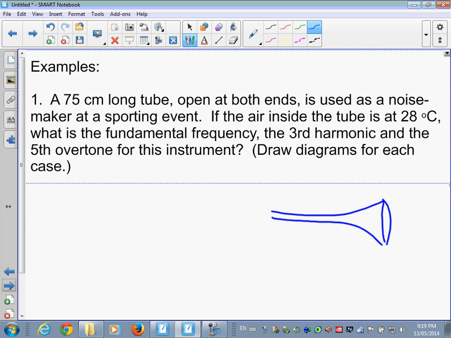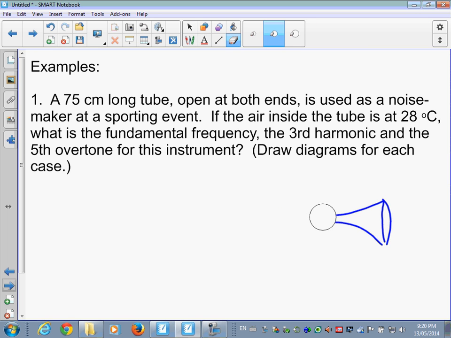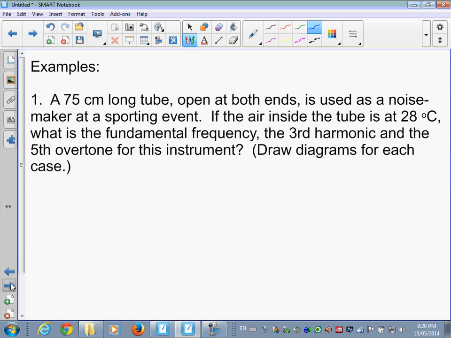It spreads out the sound a little bit more, so there's more area of air that is being compressed and rarefacted. So we don't need to worry about it. That fluted part at the end doesn't really make a difference for our calculations, only for the volume. So if the air inside the tube is at 28 degrees Celsius, what's the fundamental frequency, the third harmonic, and the fifth overtone for this instrument?